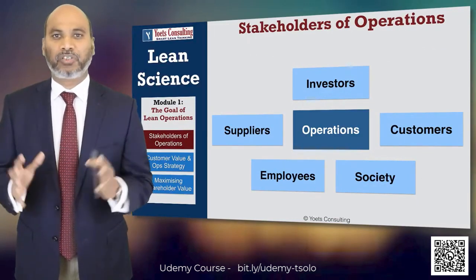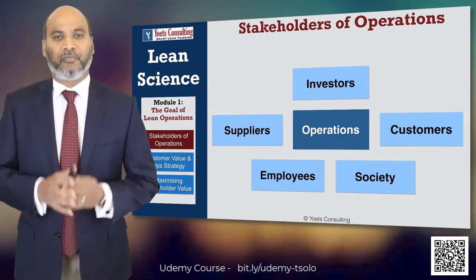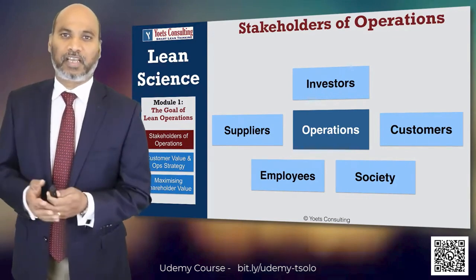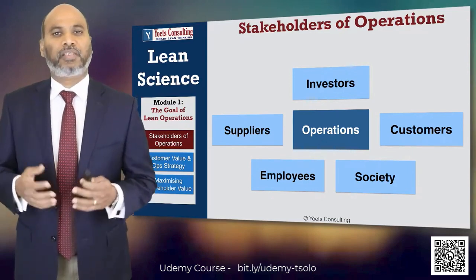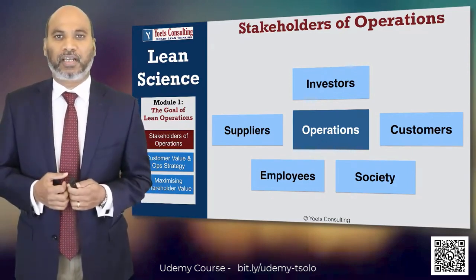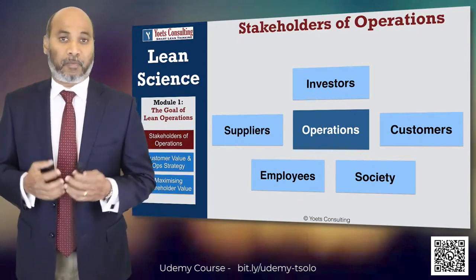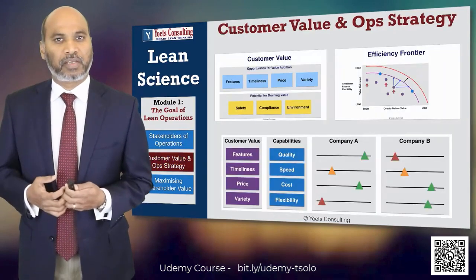Okay, so let's start with the overview of the course, right? For the 5 modules, the first module is about the goal of operations. Within the first module, I have various lessons. Each module has various lessons. I'll take you through what is there within the course. So the first lesson is about the stakeholders of the operations, right? Because you need to generate value to all the stakeholders. And predominantly the key stakeholders. Customers are your key stakeholders.